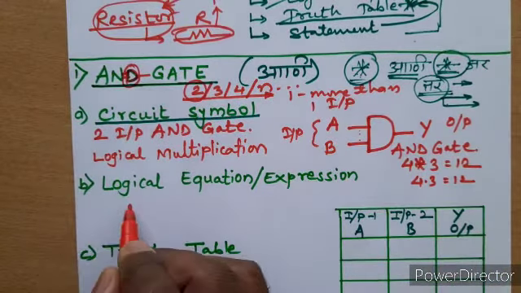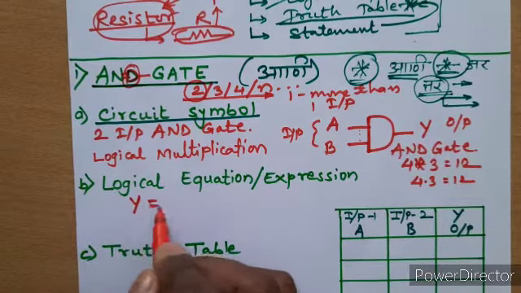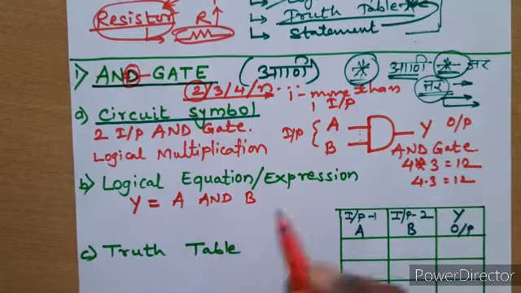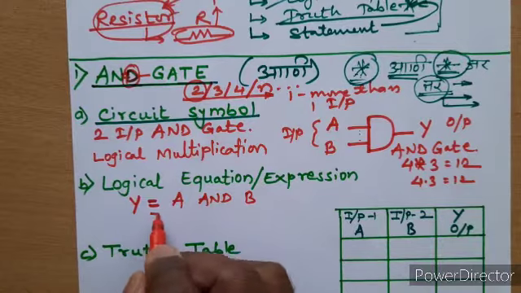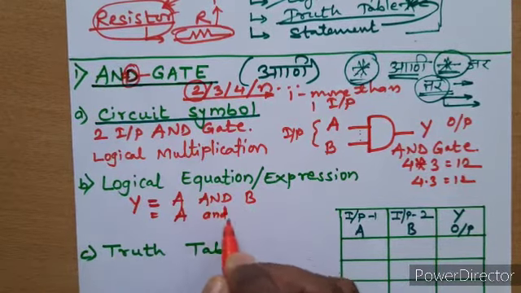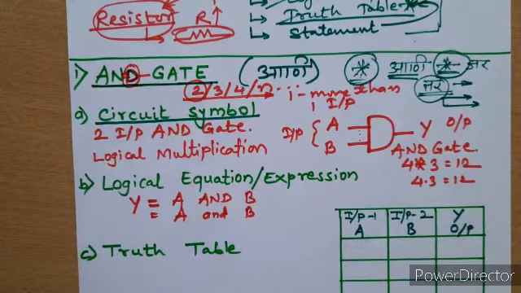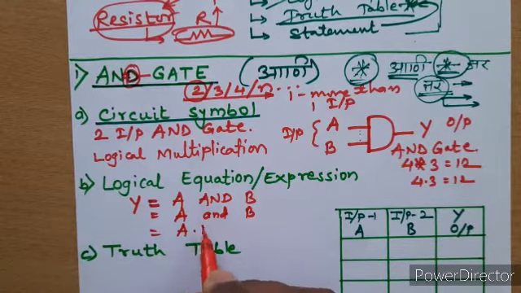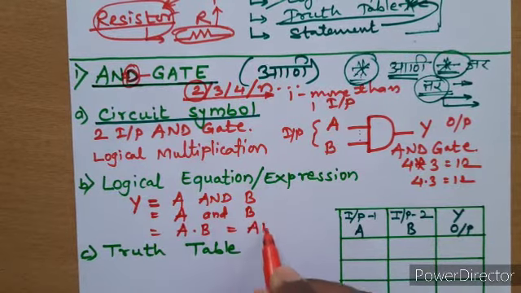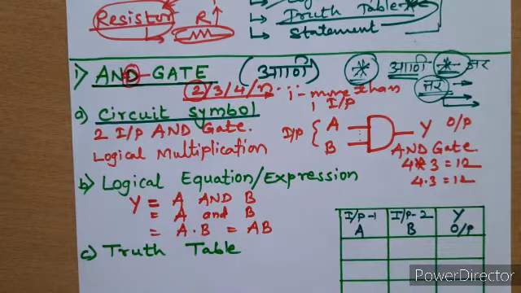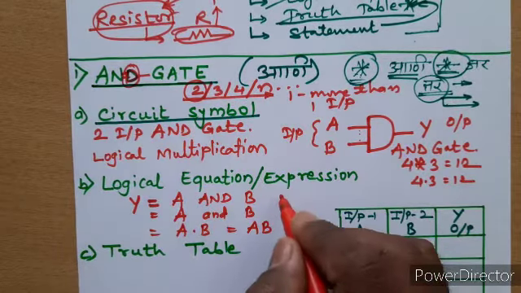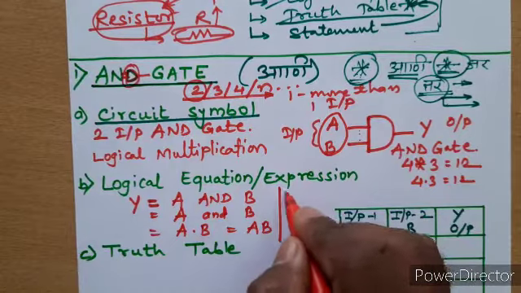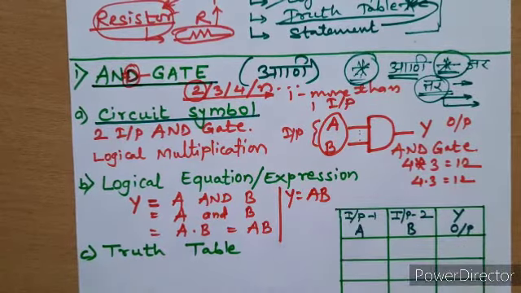So the logical expression, where this Y is output, Y is equal to, I can write A and B. Even this is A and B. So as I said, it is represented by a dot, so I can also write A dot B, which is simply equal to AB. So the logical expression for 2 input AND gate is given by Y is equal to AB.